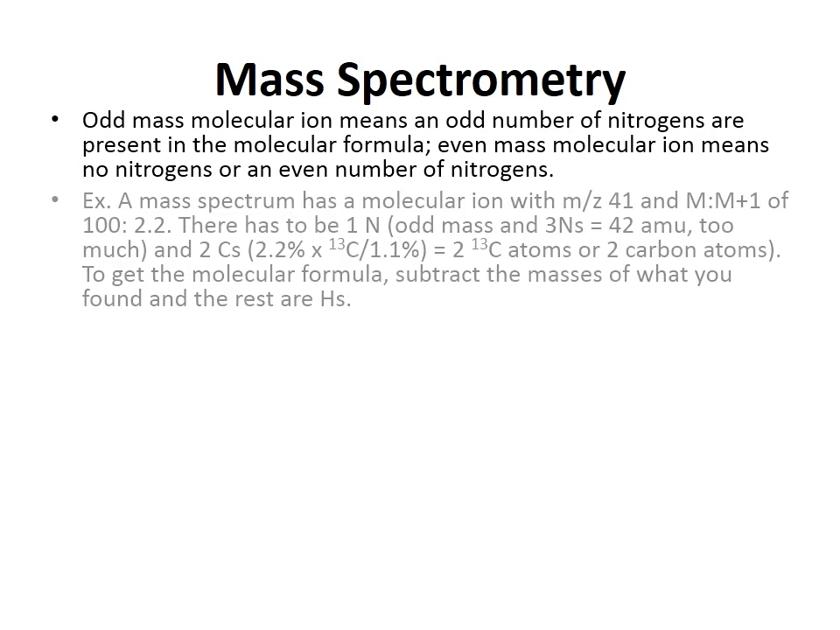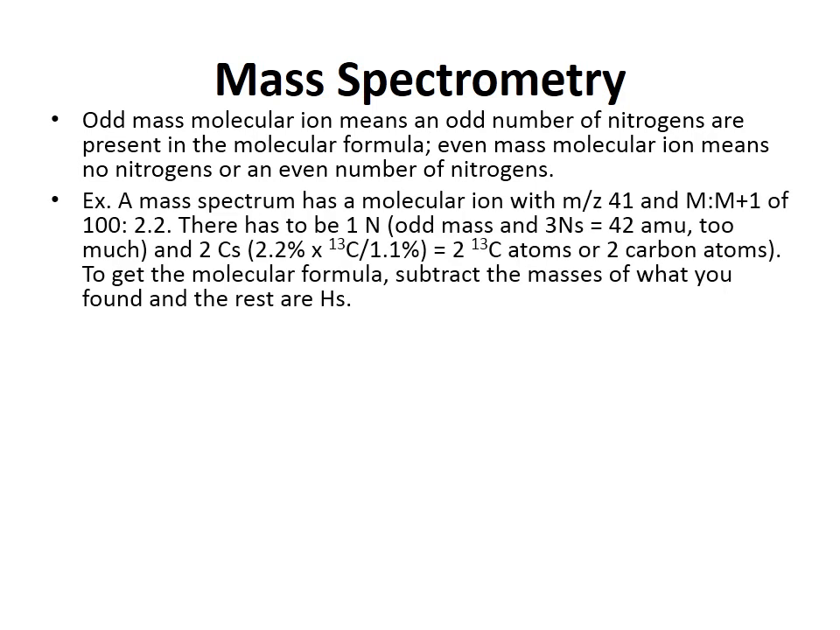So for example, a mass spectrum has a molecular ion with a mass-to-charge ratio of 41. And the M to M+1 for this compound is 100 to 2.2. There has to be one nitrogen. It's an odd mass, and 3 nitrogens, which was also odd, would be 42 atomic mass units, and that's too much. There also have to be 2 carbons. We've got 2.2% for the M+1 peak, which when divided by 1.1% for 1 C13, we get 2 C13 atoms, or 2 carbon atoms.